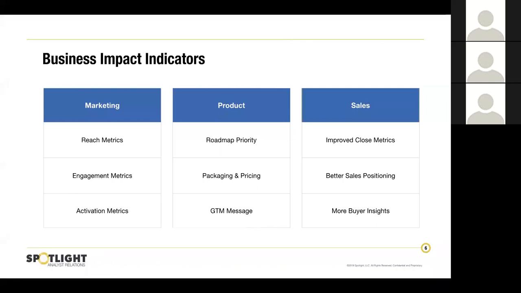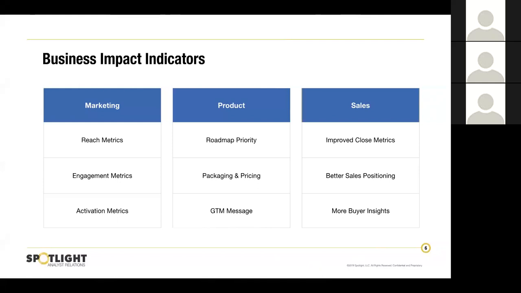When we talk about business impact, let's talk about some of the indicators that tell us that we're going in the right direction. On the marketing side, what we're talking about is helping them with reach metrics, getting out and meeting more people that you want to; engagement metrics, people staying longer on your thought leadership; and activation metrics, people coming in to sales as marketing qualified leads. We want to use AR to do those things.